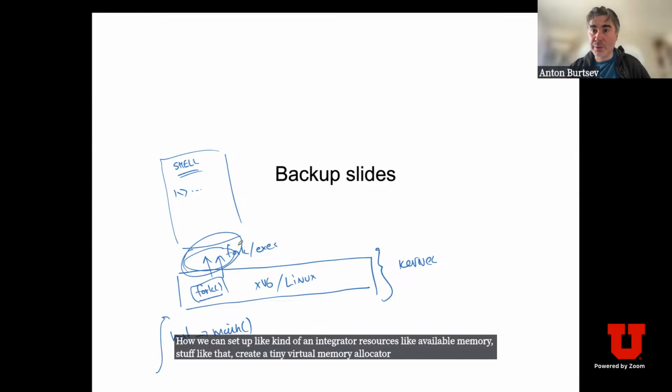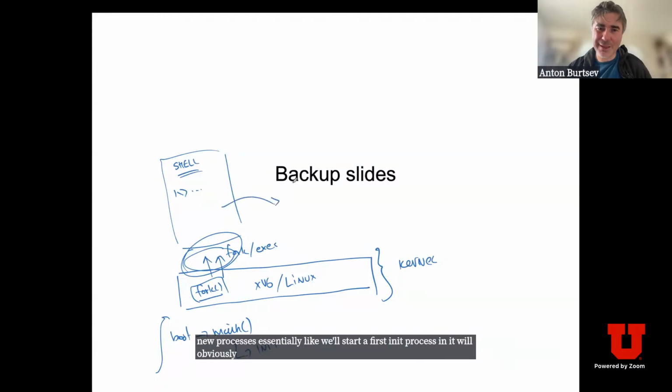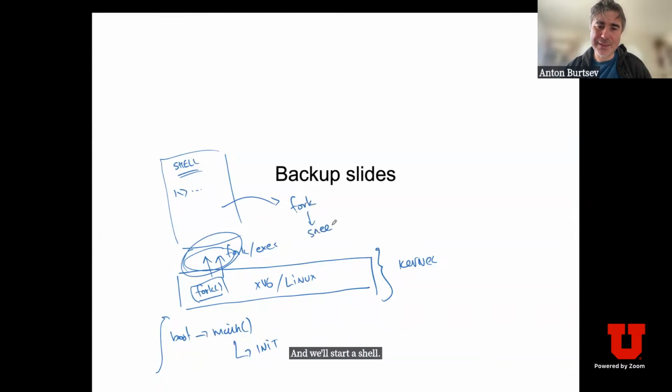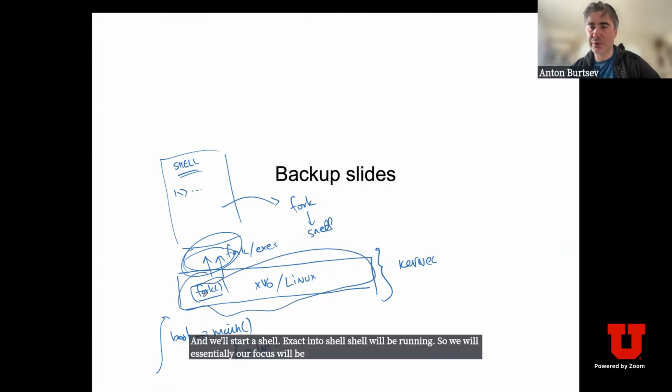We'll start building new processes, like a first init process. Init will fork, and we'll start a shell, exec into the shell, and the shell will be running. So our focus will be on how you implement this kernel. That's the whole class, right?